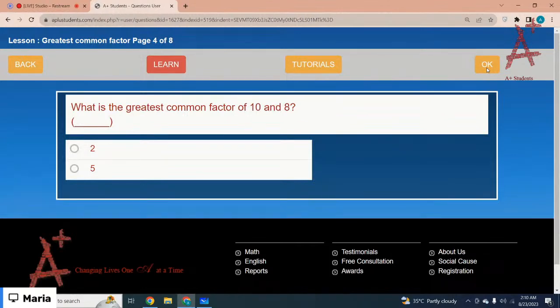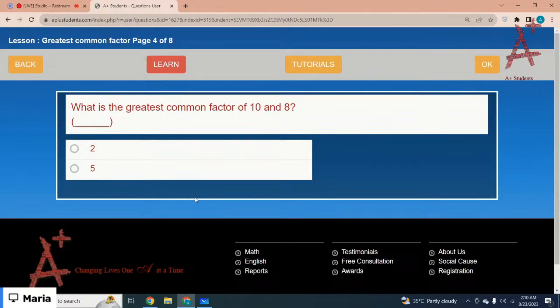What is the greatest common factor of 10 and 8? So you have been given the options, right? You can also select if you have been given the options. Let me just tell you the trick. You just look at the options. You have 2 and 5, right?